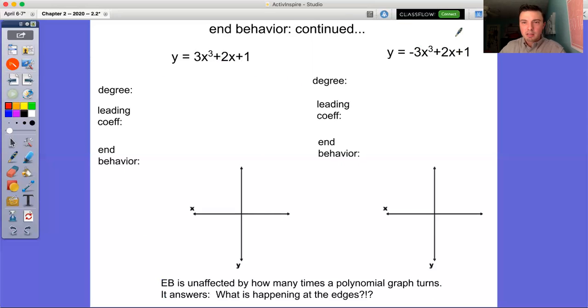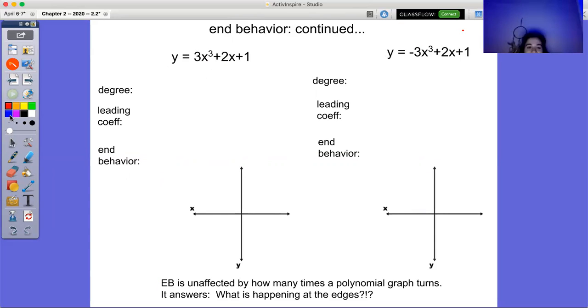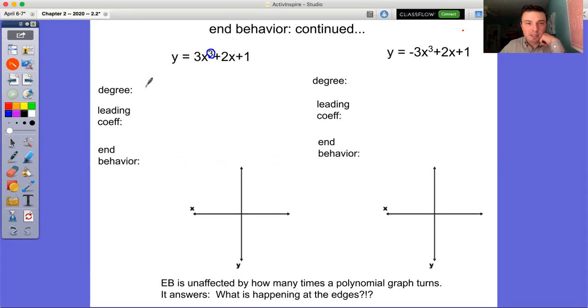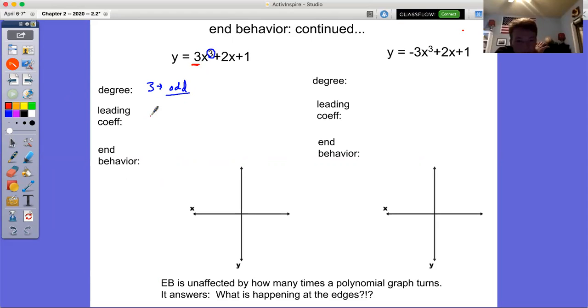Jace, tell me, degree of this one. What's the degree of this polynomial right here? 3. It's 3. So degree is 3. Katya, you can do the next one after this. Degree is 3, which means it's odd. Jace, sign of the leading coefficient, positive or negative? It's positive.